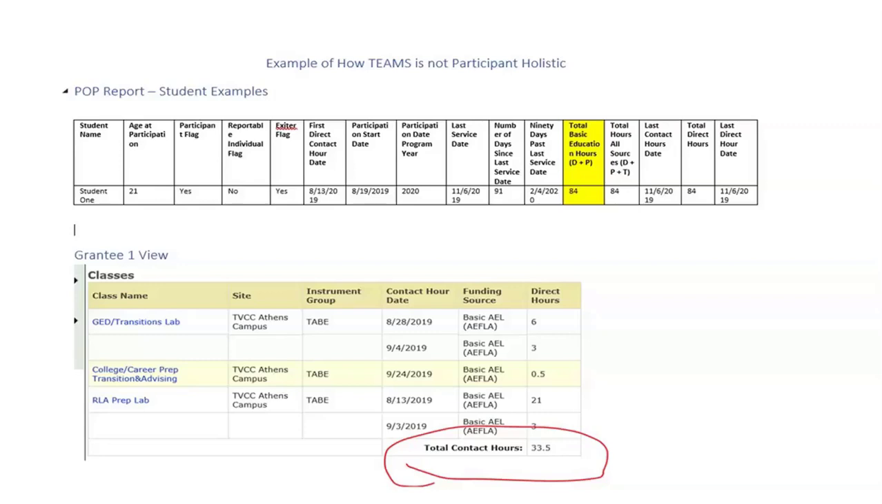Well, 40 hours is sort of the threshold, right? But if we're looking at this from a participant level in TEAMS, I would say this participant isn't ready for a post-test. They only have 33.5 hours, when in reality, they have 84 hours total for the state, and they were ready to test 40 hours ago. So those are interesting things that the POP report will tell you, but it's just something to keep in mind in terms of how that report pulls information. It's going to give you the student status on a very holistic level and not just a grantee level.